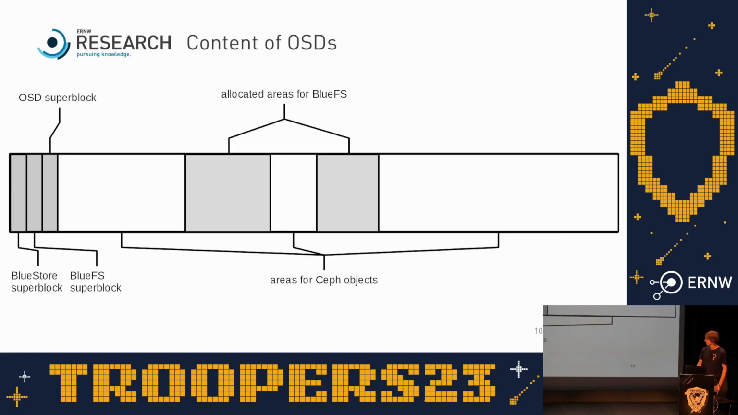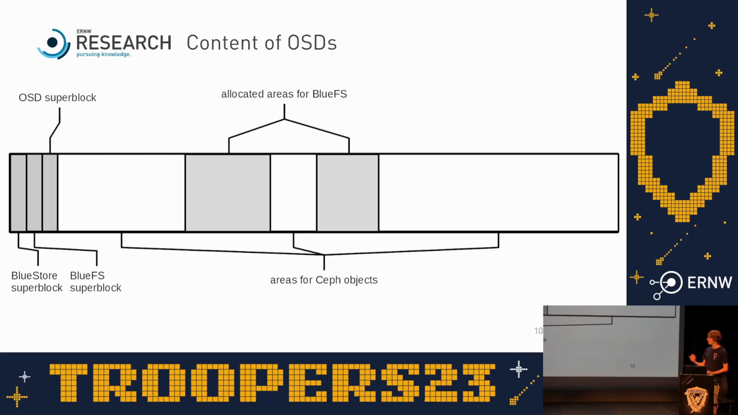And this is what the basic structure of an OSD looks like. In the beginning, you have a BlueStore superblock, which contains all the basic information. Like, this is a BlueStore OSD, for example, and it belongs to that Ceph cluster.